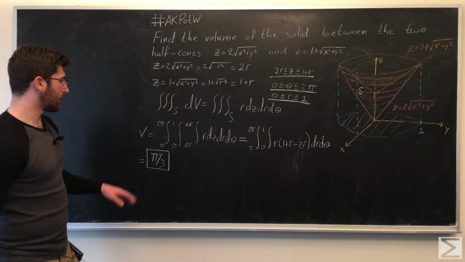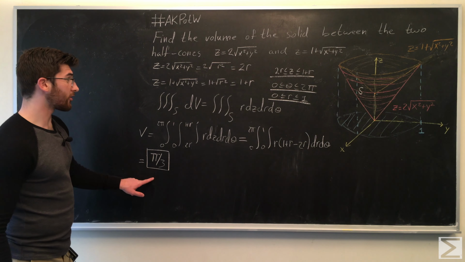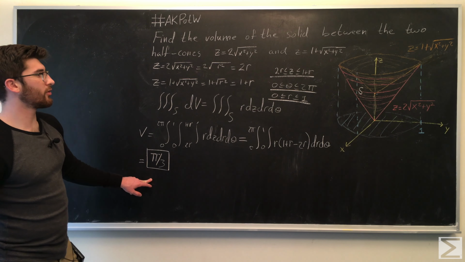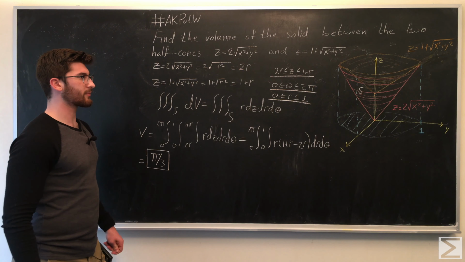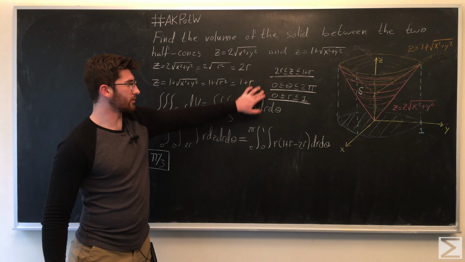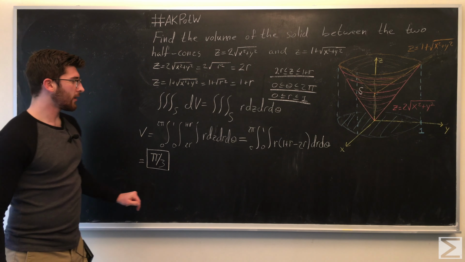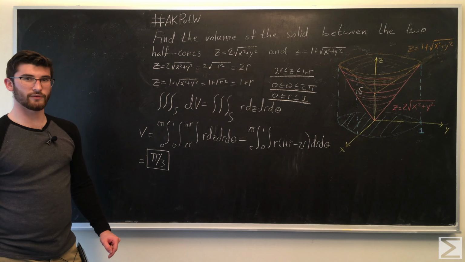So the steps for evaluating this integral aren't necessarily difficult. The main point of this problem is finding your limits of integration, which are listed right here, and setting up your integral. When you evaluate, you end up getting a volume of pi over 3.